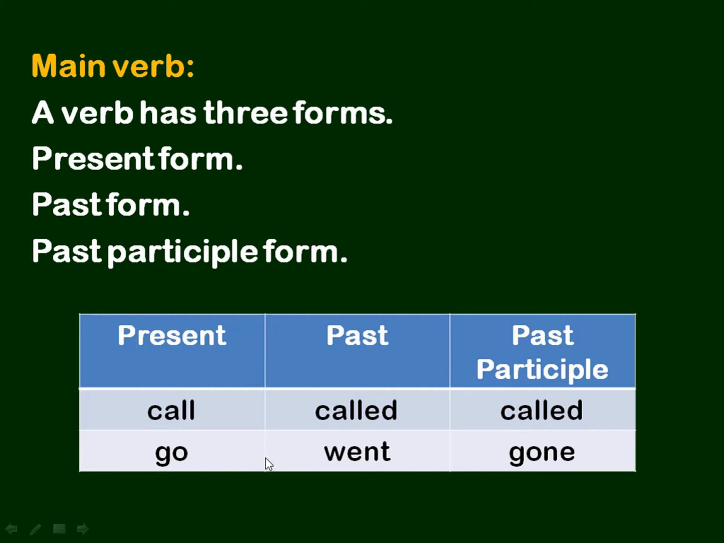Go, went, gone. Here there is no ed form, id form, d form. Simply the verb changes spelling. And some verbs remain the same in all three forms, with the same pronunciation, for example cut, put. You can see it, and you can refer to the verb forms for better understanding.